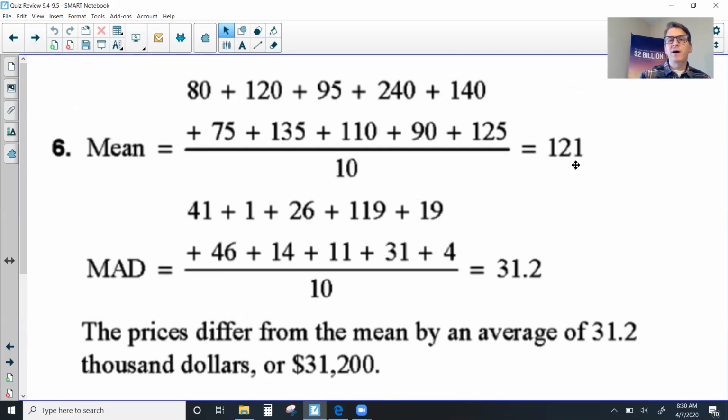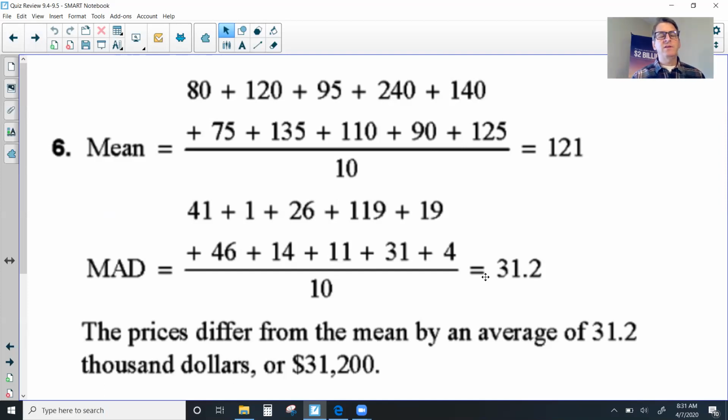The mean absolute deviation is going to be, you take the mean 121 and subtract from each of these points. So 121 minus 80 is 41. 121 minus 120 is 1. 121 minus 95 is 26. And so forth out of each of those data points, you end up with dividing by 10, 31.2.